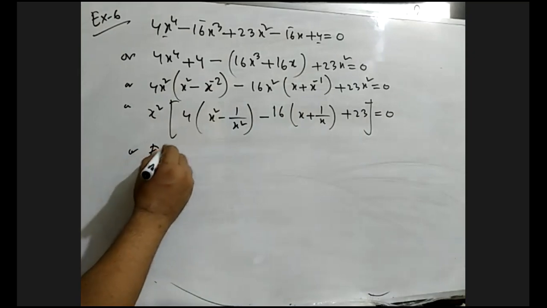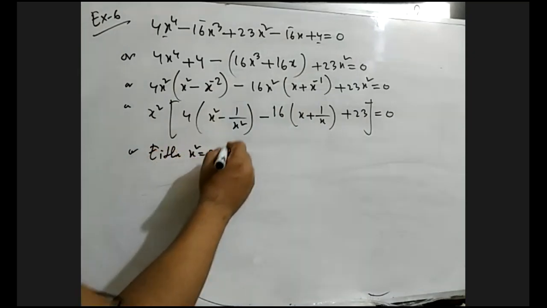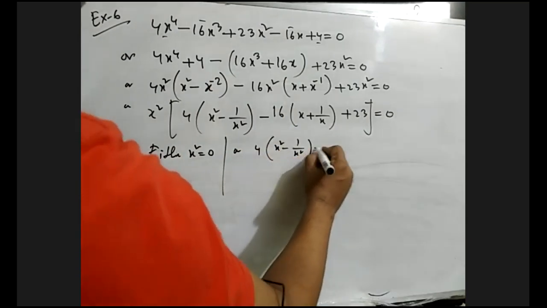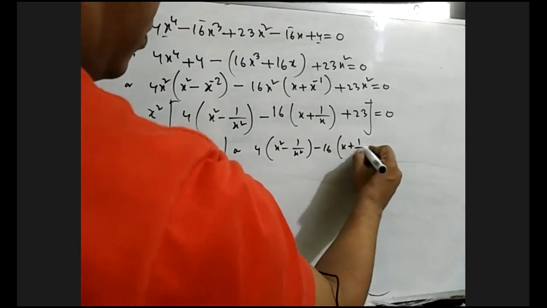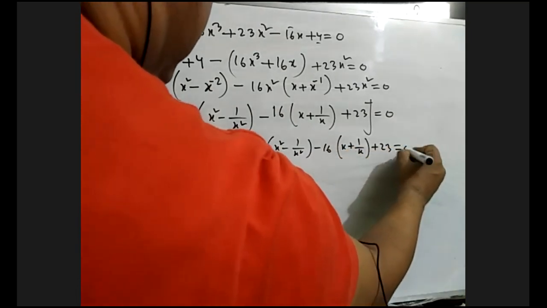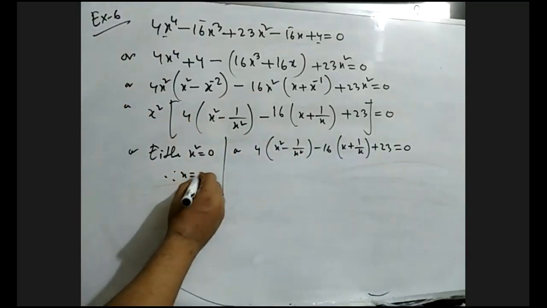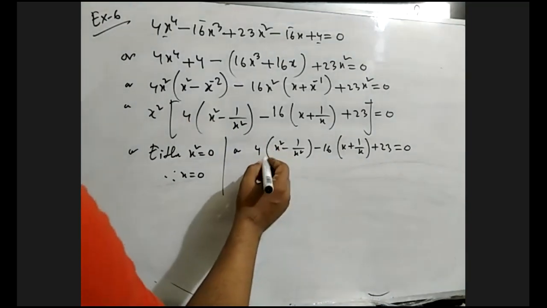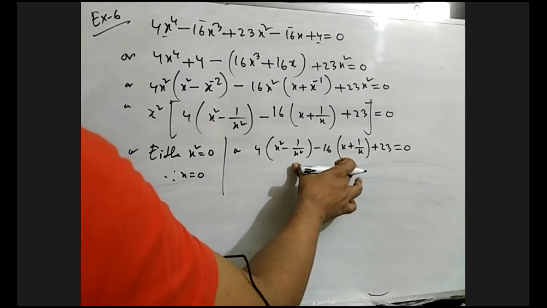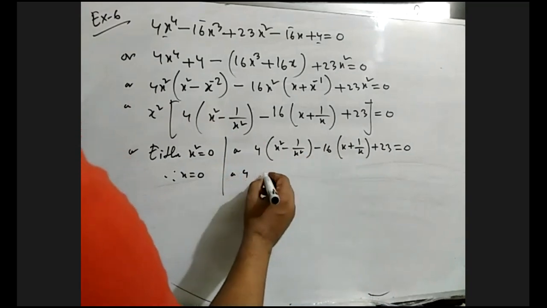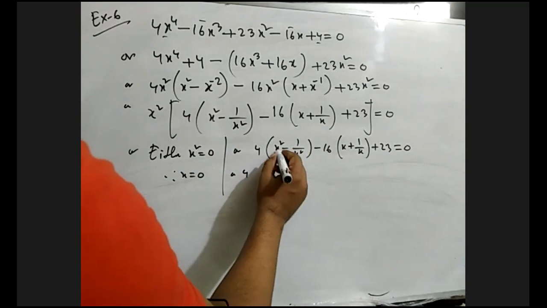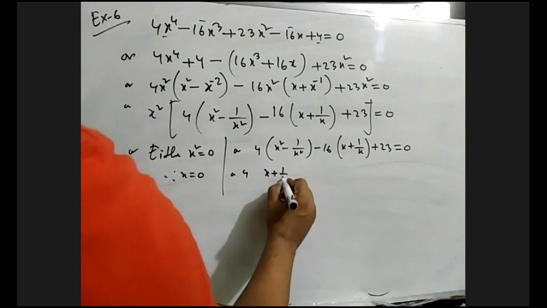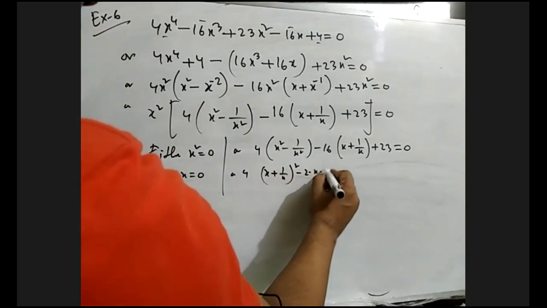We can write either x square equals to 0 or 4 x square minus 1 by x square, this equals to 0. Therefore, x equals to 0 is the solution for this part. Now for the other one, we have to solve this part. How can we solve this? For this, the a square plus b square formula: x equals a plus b whole square minus twice ab.